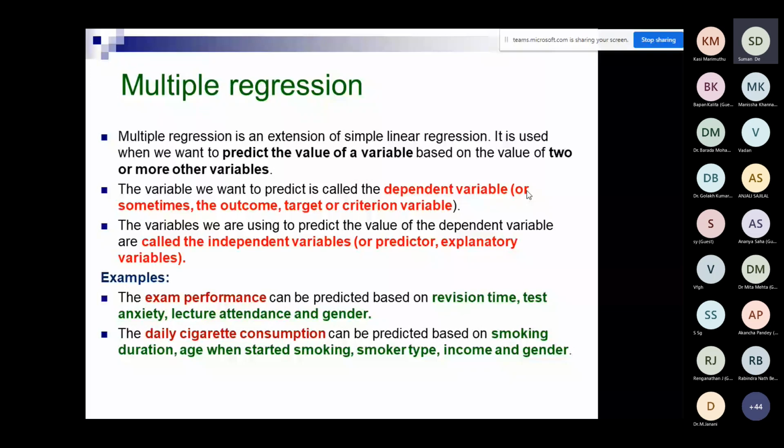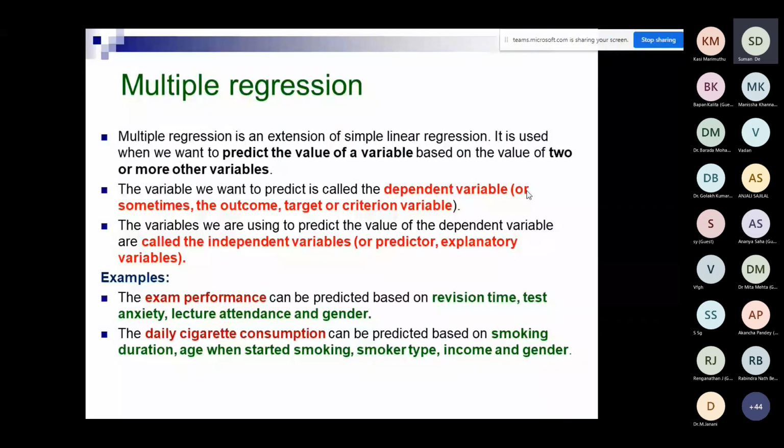Similarly, daily cigarette consumption can be predicted based on the smoking duration, age of the student, when the candidate started, the smoker type, income, gender. So any quantity of your dependent variable can be predicted with several independent variables. Simple example I gave you.